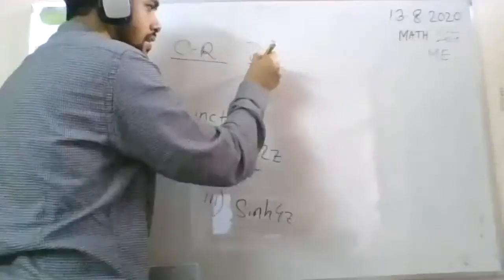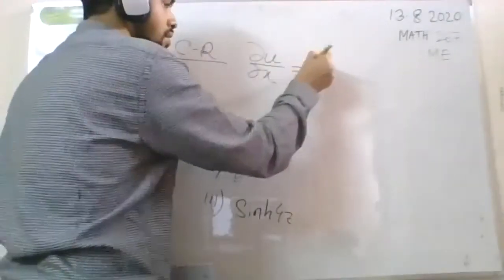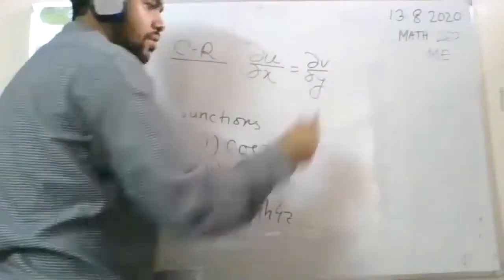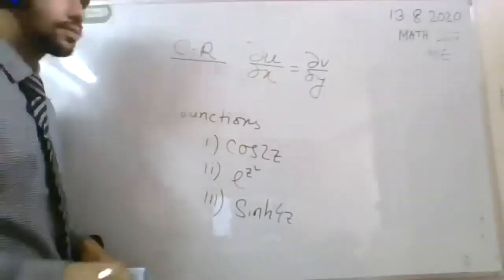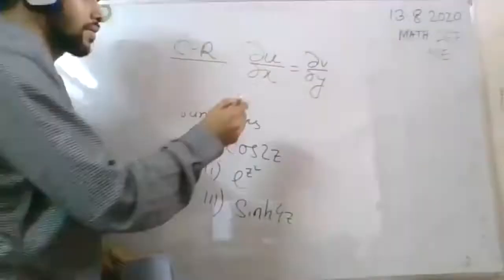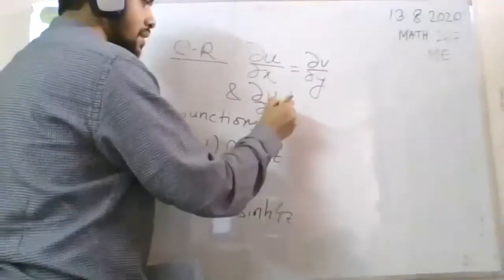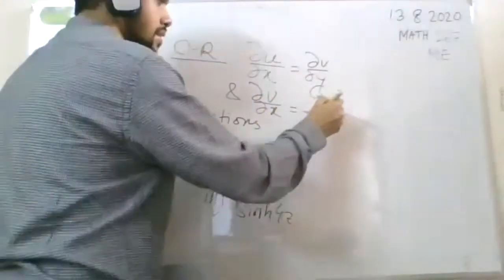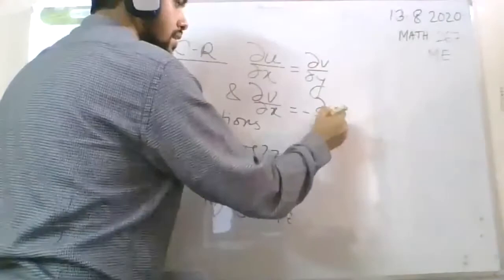Del u by del x equals to del v by del y. And del u by del y is equal to minus del v by del x, which is minus del u by del y.